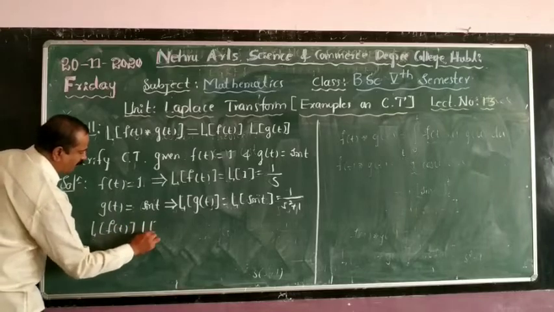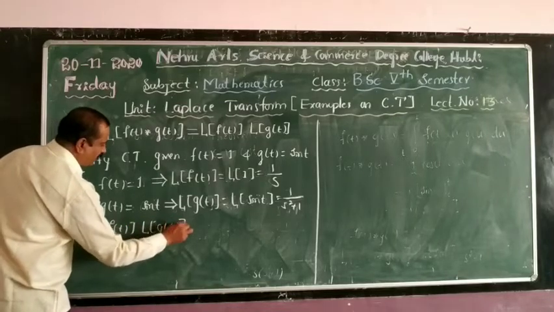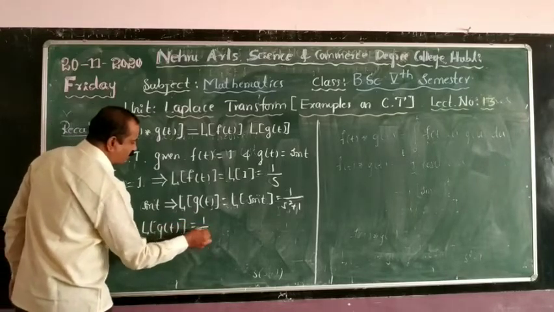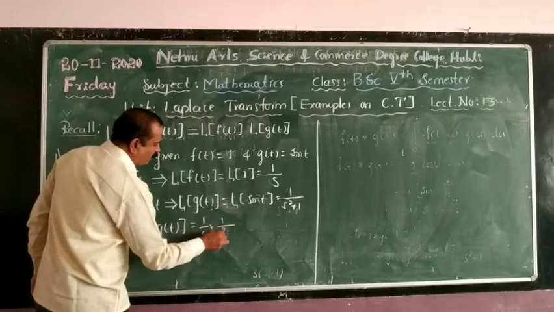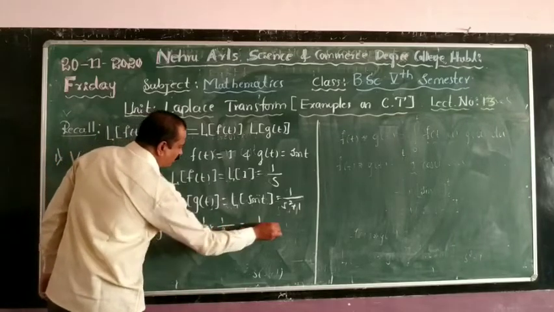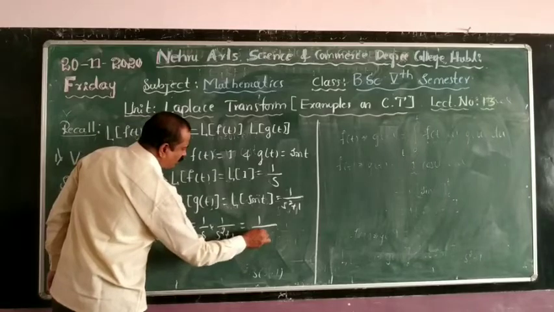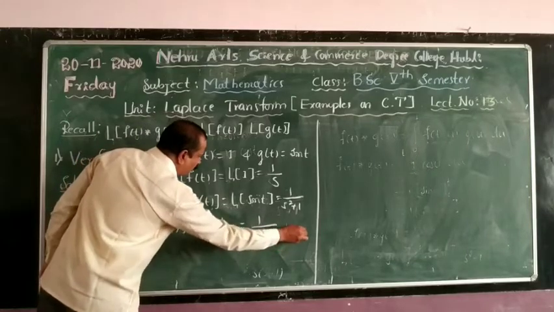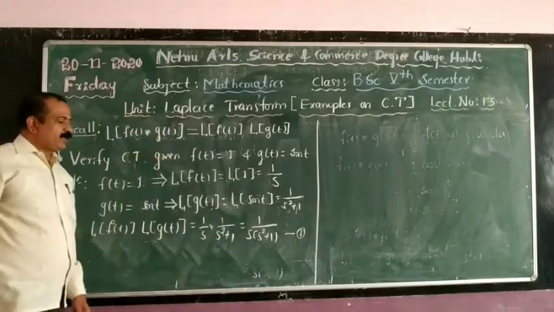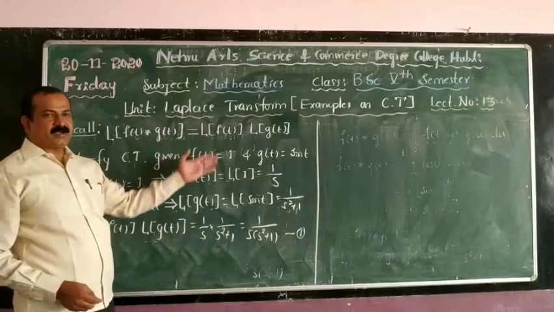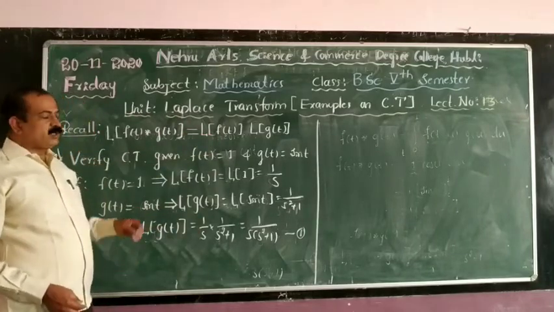Now, L of f of t into L of g of t is 1 divided by s into 1 divided by s square plus 1, which is equal to 1 divided by s into bracket s square plus 1. Call this expression as 1. So this is the RHS part of the convolution theorem.